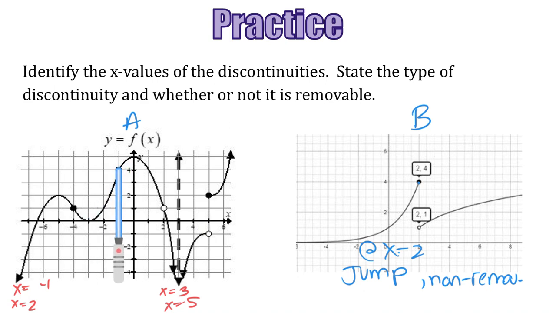One here where there's an open circle, another here where there's an open circle. I see a vertical asymptote here with this dotted line, and then I see a jump discontinuity here. So here are the 4 values that I see we have discontinuities at.